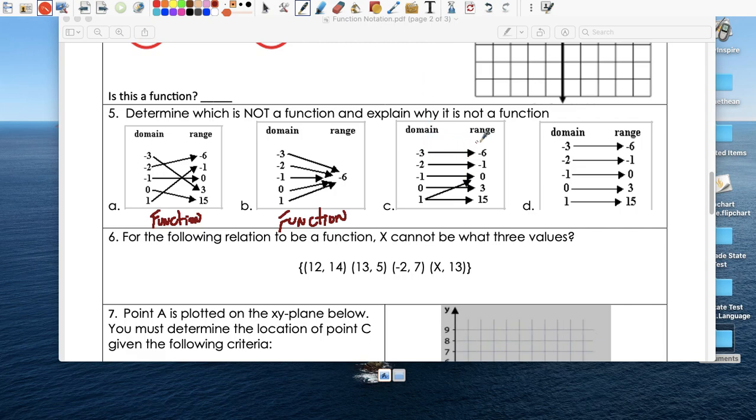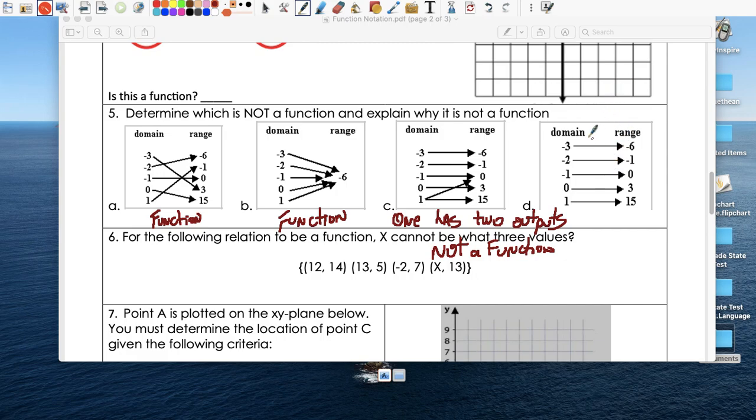C, -3 goes to -6, that's okay. -2 goes to -1, that's okay. -1 goes to 0, that's okay. 0 goes to 3, so far so good. But we have an issue. When we press 1, it goes to 0 and it goes to 15. So for this one, 1 has 2 outputs, and we can't have that. So not a function.